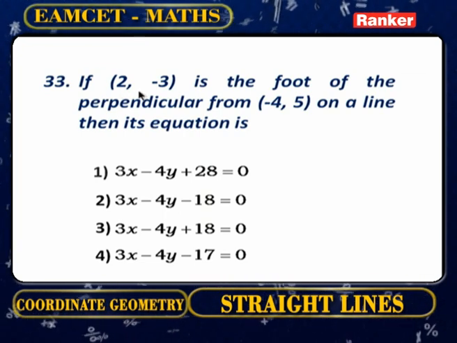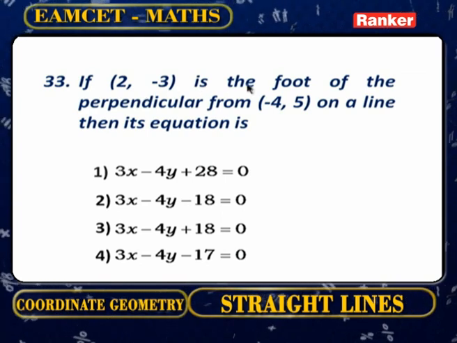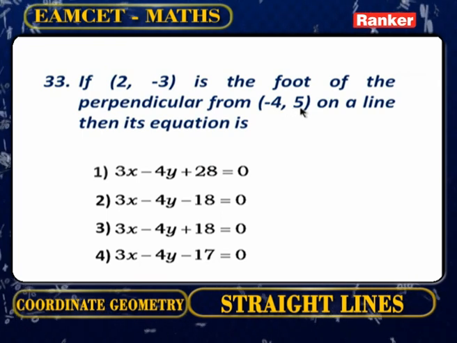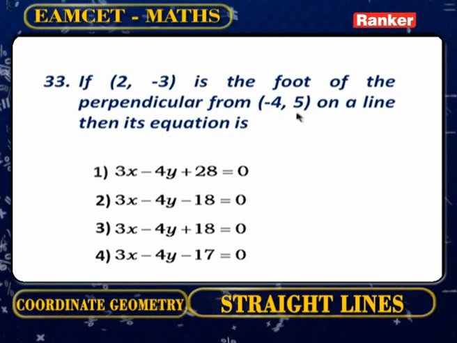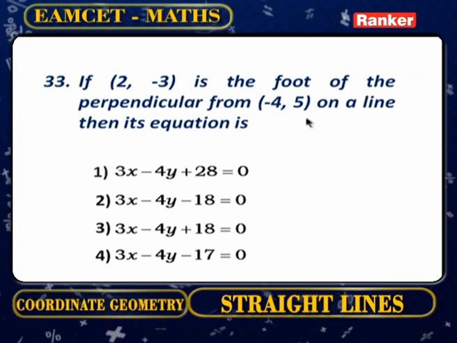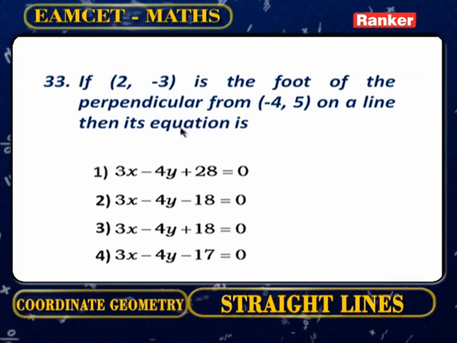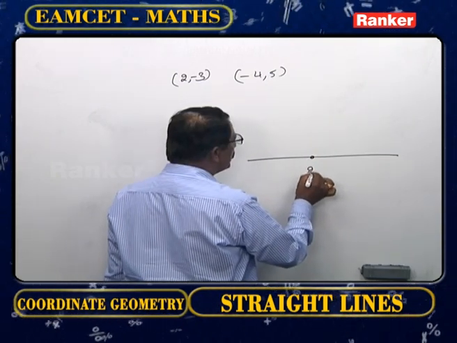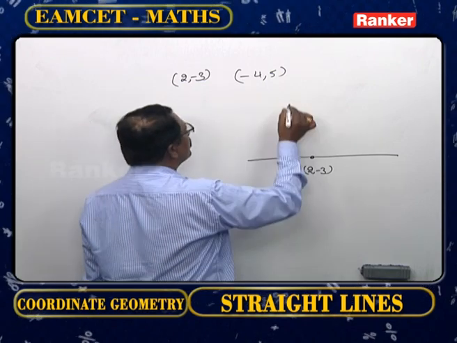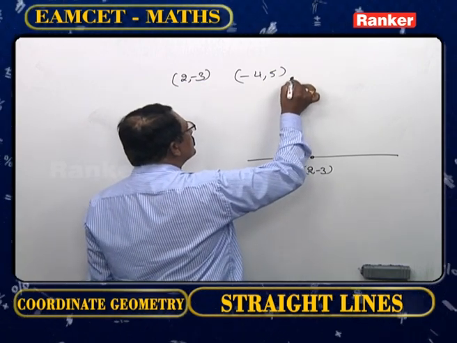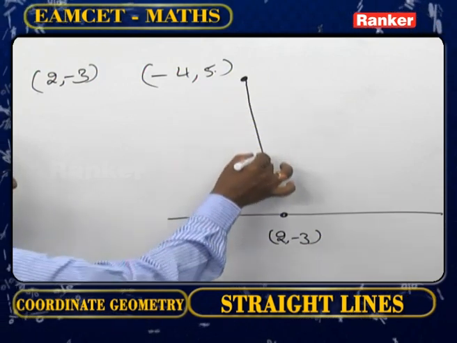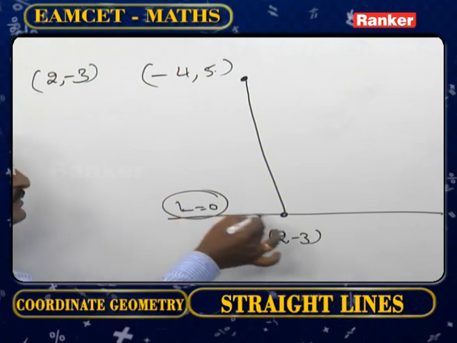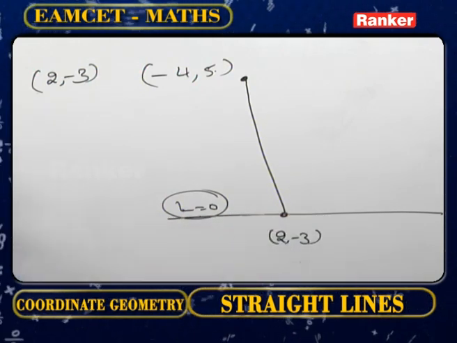If (2, minus 3) is the foot of the perpendicular from (minus 4, 5) on a line, then find its equation. Now, (2, minus 3) is the foot of the perpendicular from (minus 4, 5) on a straight line, and consider the line equation L equals 0.